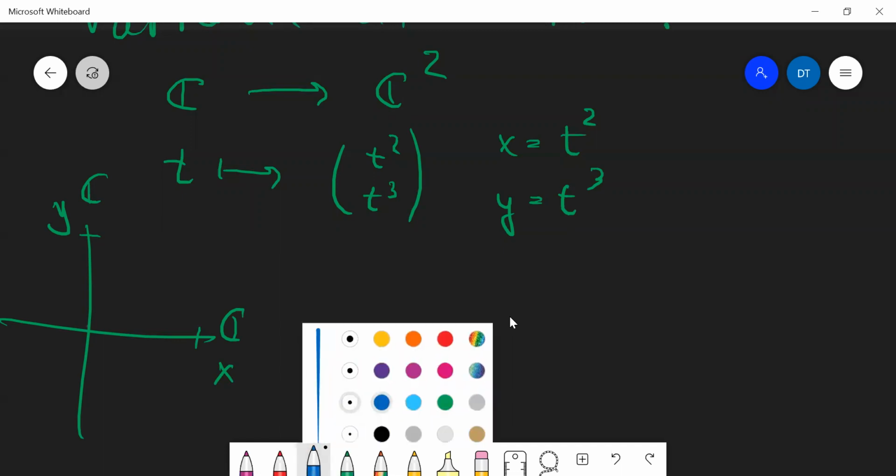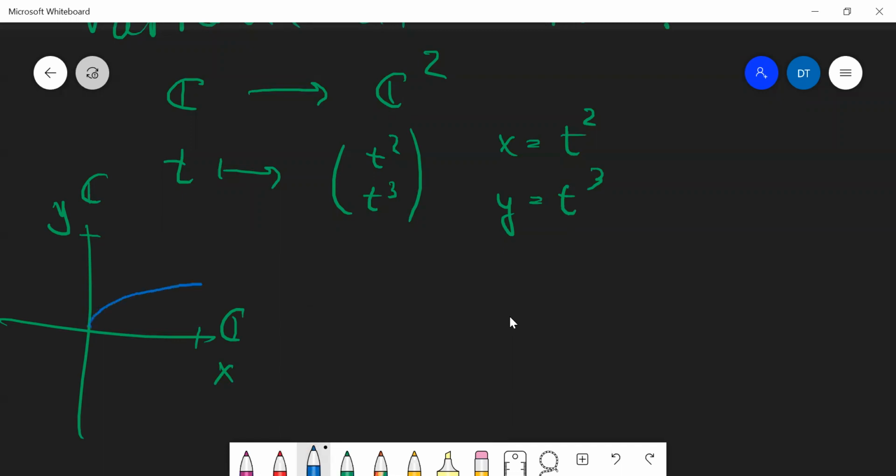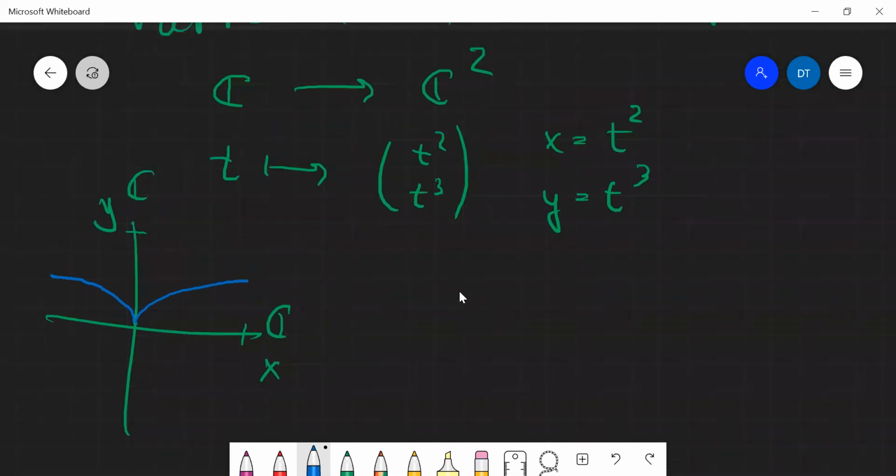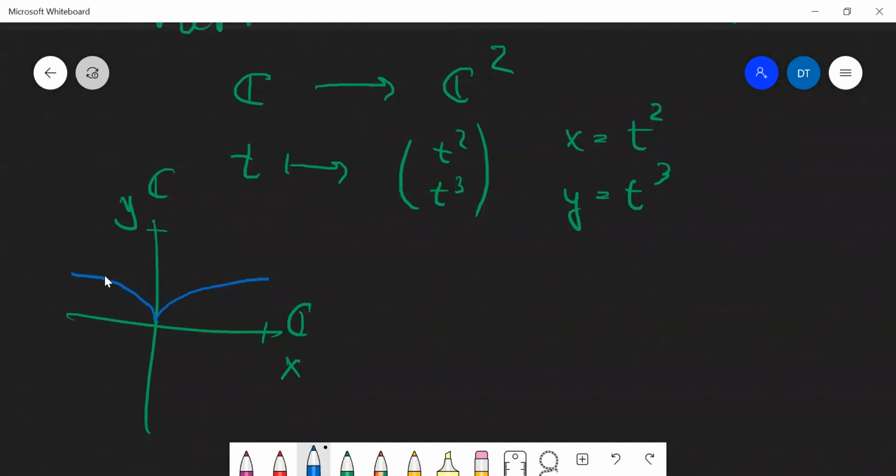The curve should look like this. Well, here you see the picture for the case of the real numbers. So this is how I draw this picture. I just replace C by the real numbers, and this is what is drawn here. But now I want to define this curve using an equation.